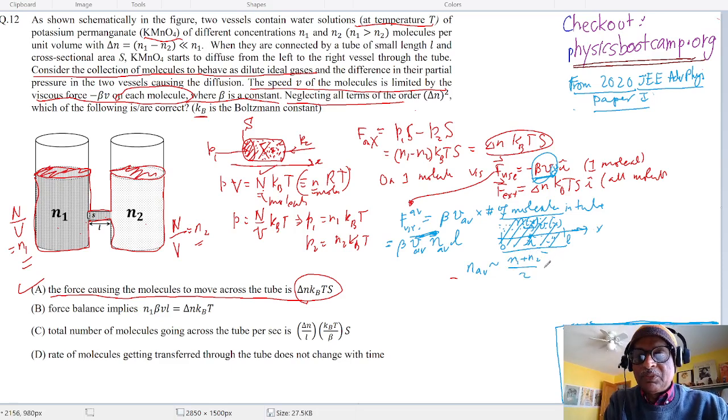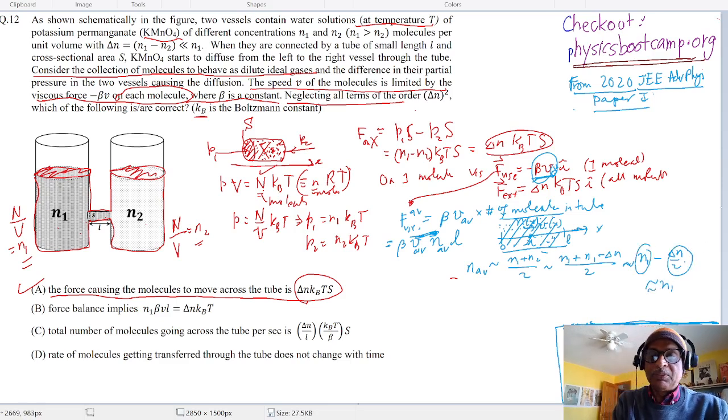So I have n1 plus n1 minus delta n over 2. So this is n1 minus delta n over 2. And because this thing is much, much less than this, we can just mark it n1.